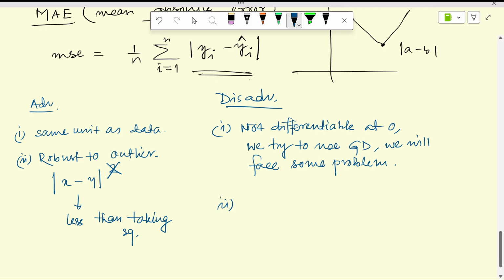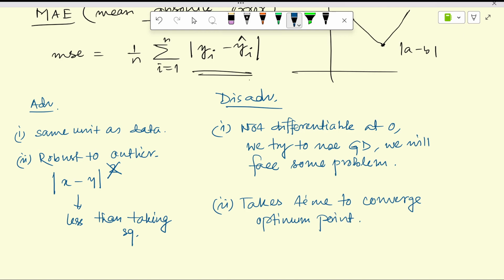And the second disadvantage is it takes time to converge to the optimum point. So it's actually time consuming.